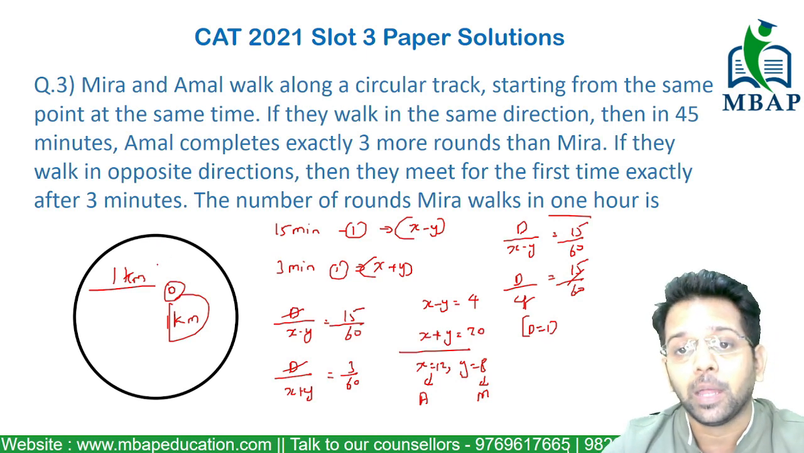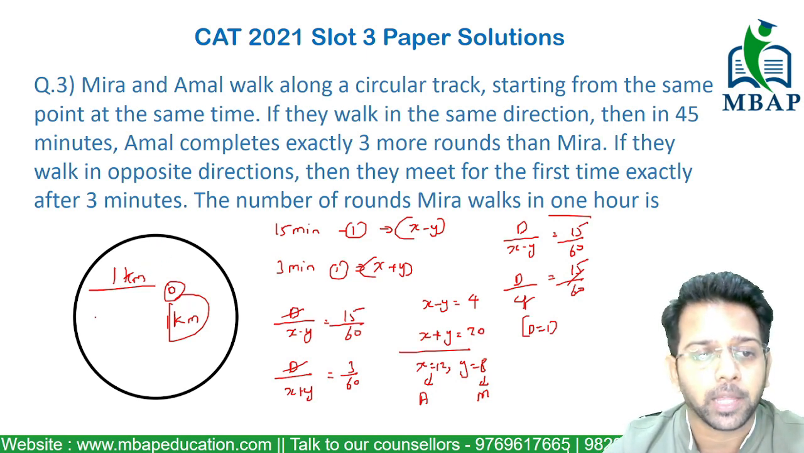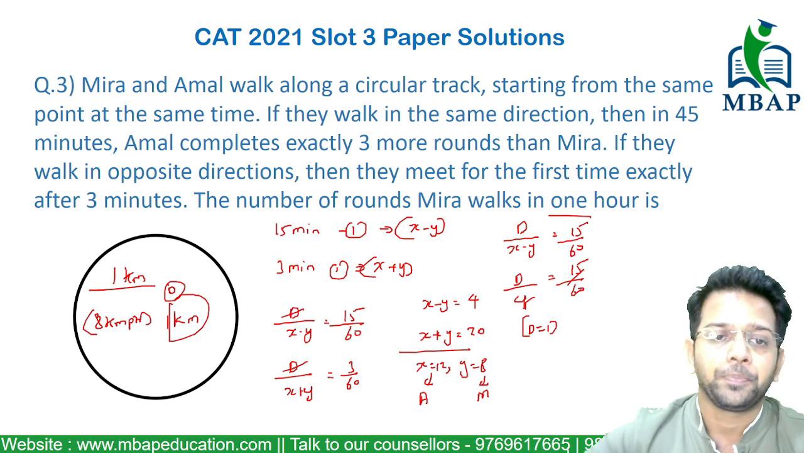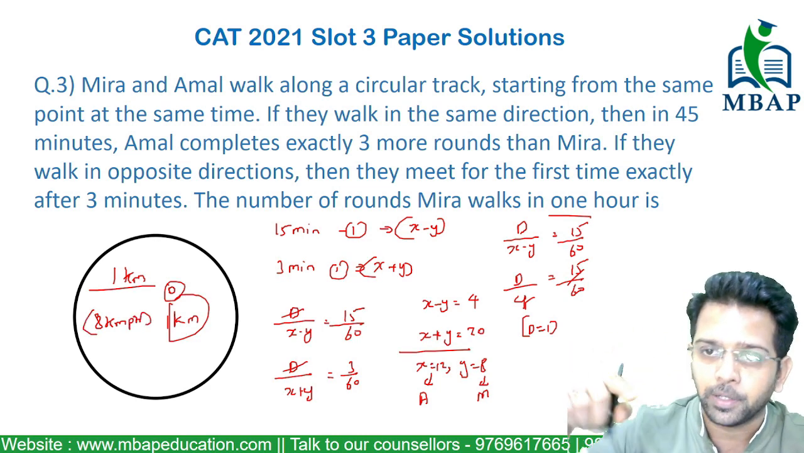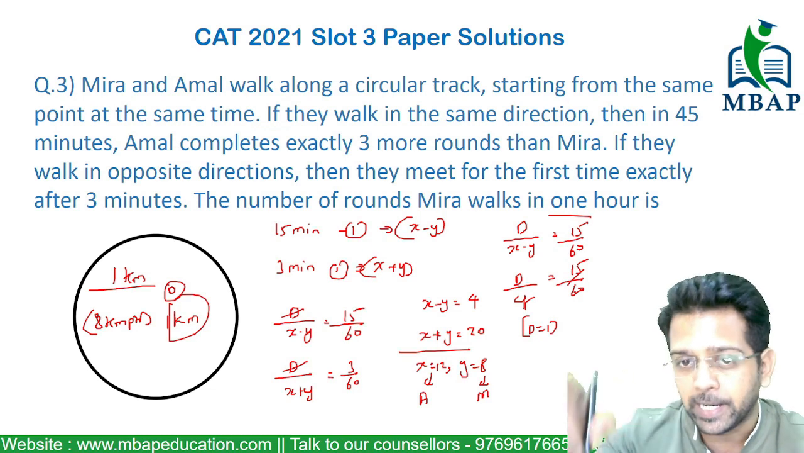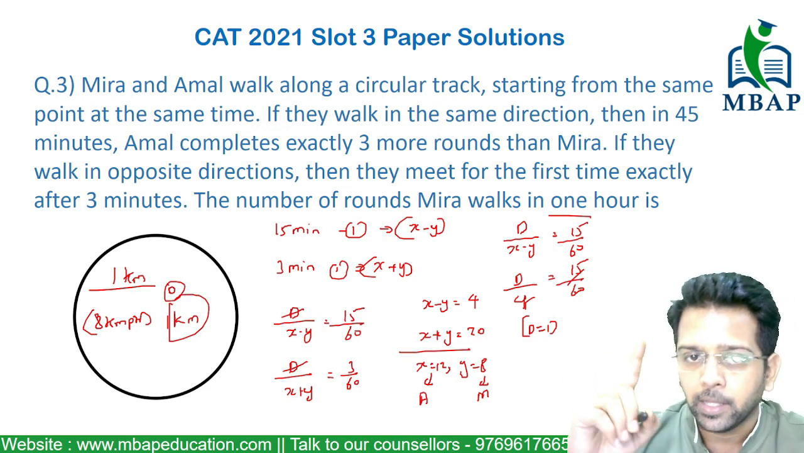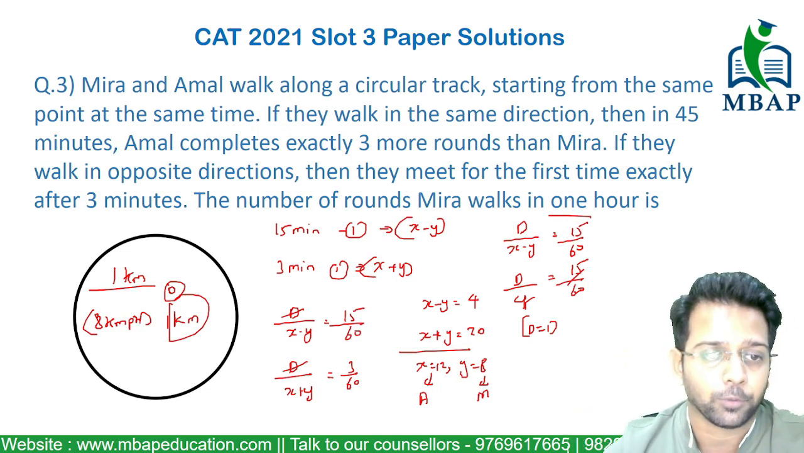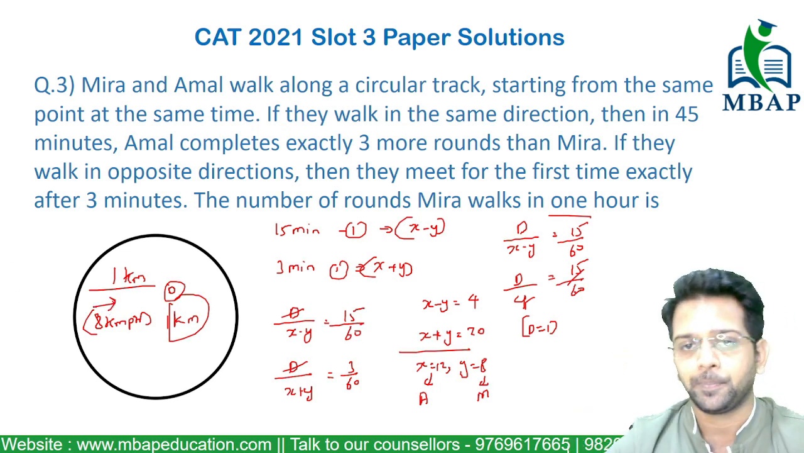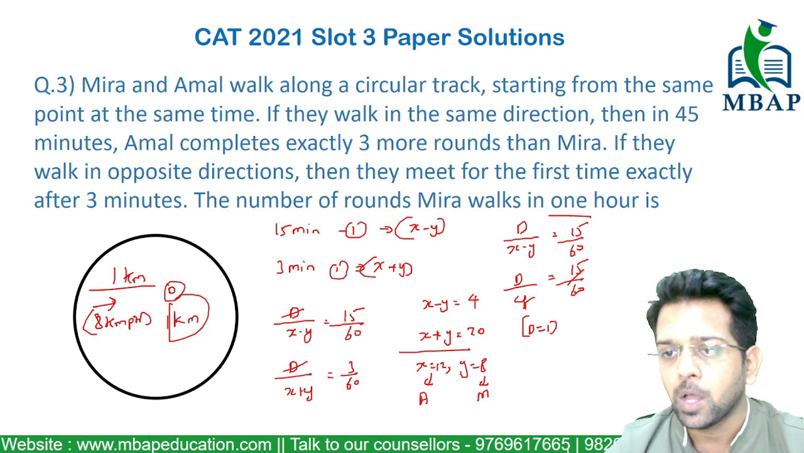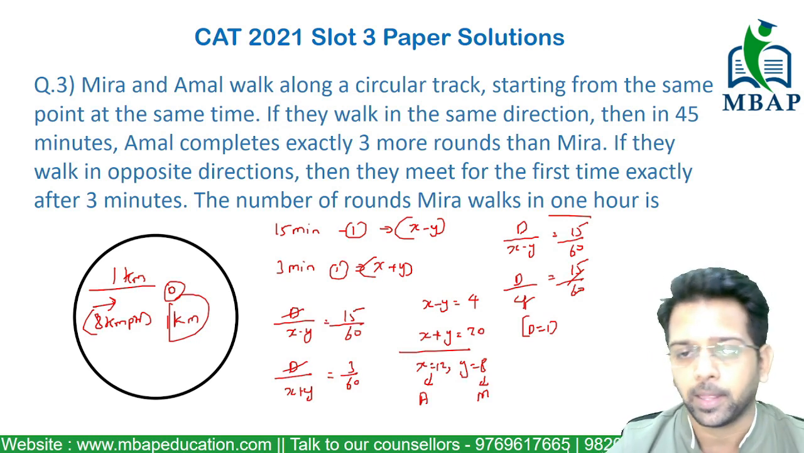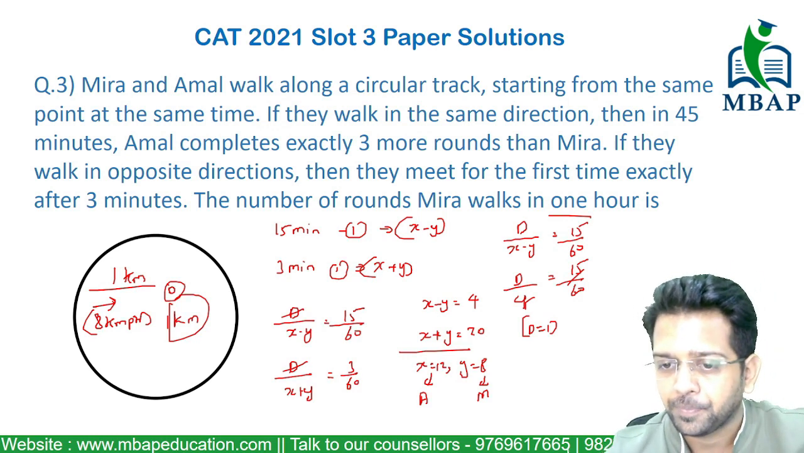And Mira on the other hand is moving at what speed? Mira is moving at a speed of 8 kmph. So my question is, if the circumference is 1 kilometer and if Mira is moving at a speed of 8 kmph, how many laps would Mira be able to make in 1 hour? Exactly, the answer would be, as what you have in mind, 8 times. So the number of laps covered by Mira will be 8 laps in 1 hour. I hope all of you are clear with the answer.